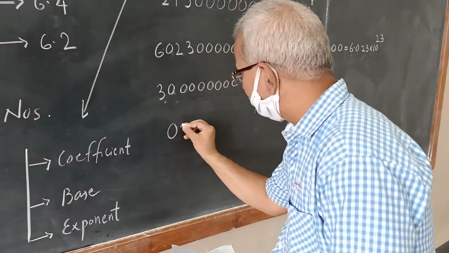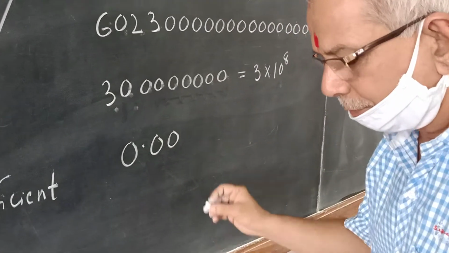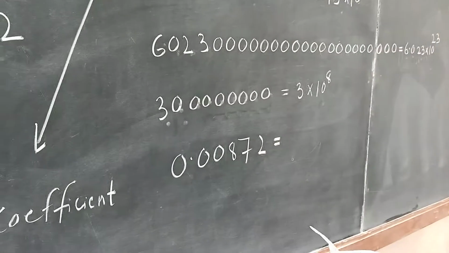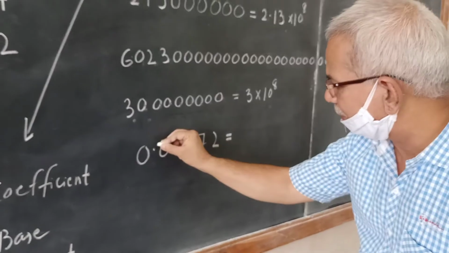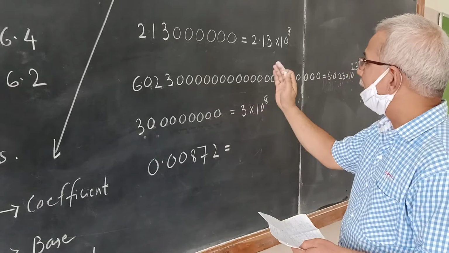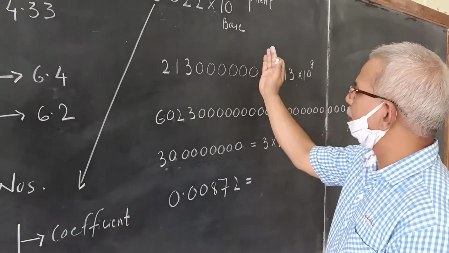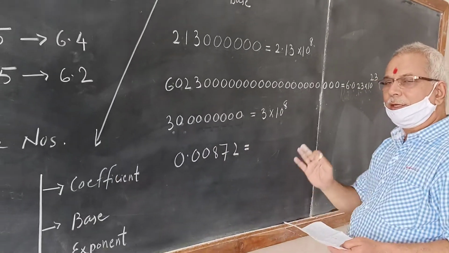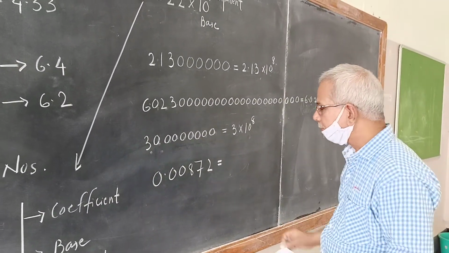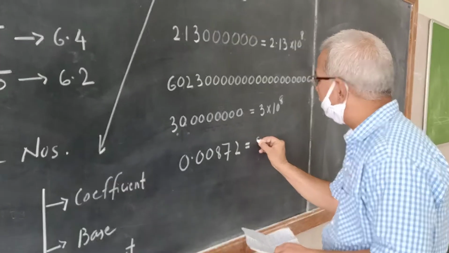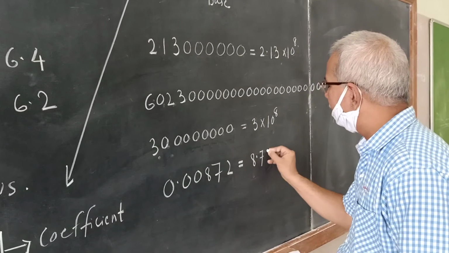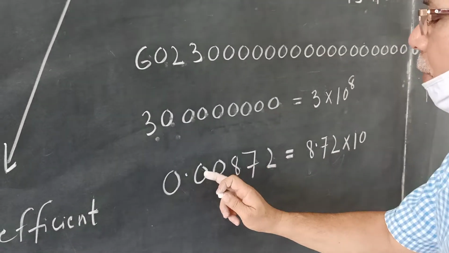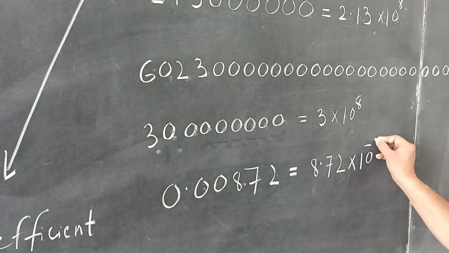One more example. 0.00872. It is written as, see, I am moving the decimal from left to right. Earlier I was moving the decimal from right to left, and that time the exponent was positive. Now, moving left to right, the exponent will be negative. So it is 8.72 into 10 to the power minus 3.